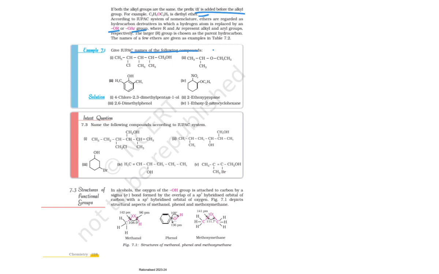So first we should give the numbering. 1, 2, 3, 4, 5. In the fourth position chlorine is there, right? 4-chloro. Second and third position there is a methyl, so 4-chloro-2,3-dimethyl pentane. Then in case of this one, 1, 2, 3, so 2-ethoxy propane.